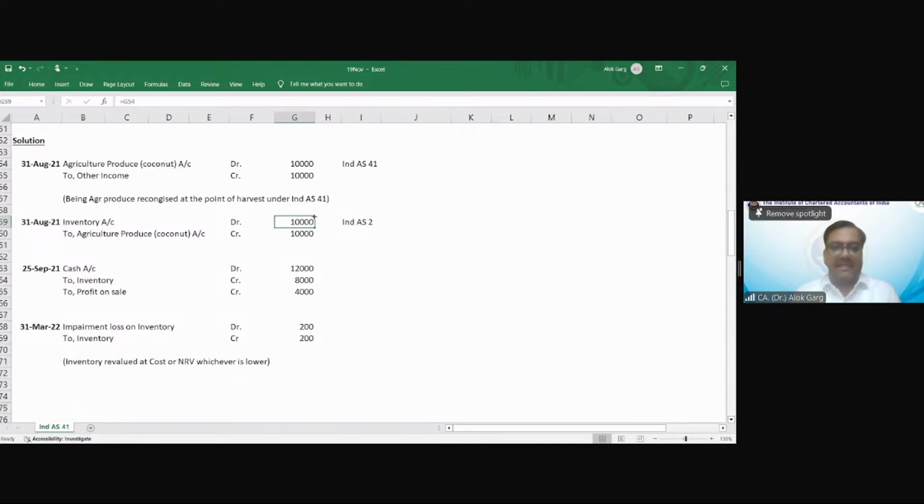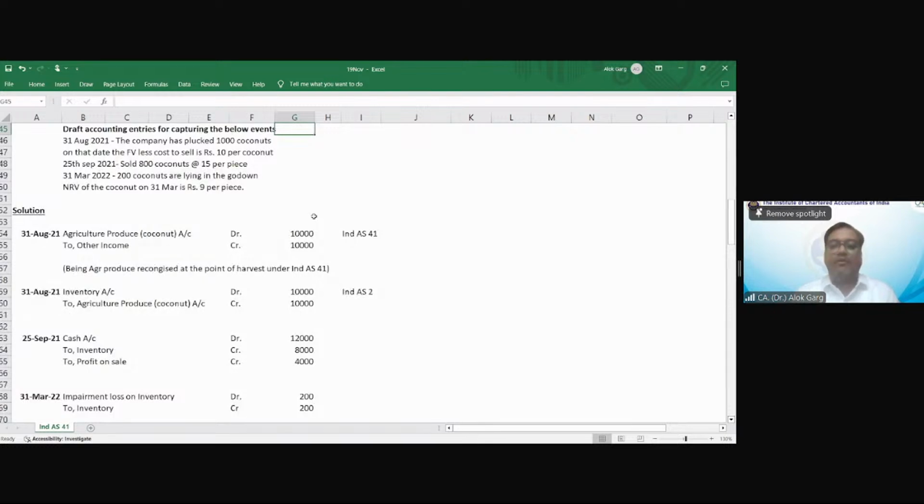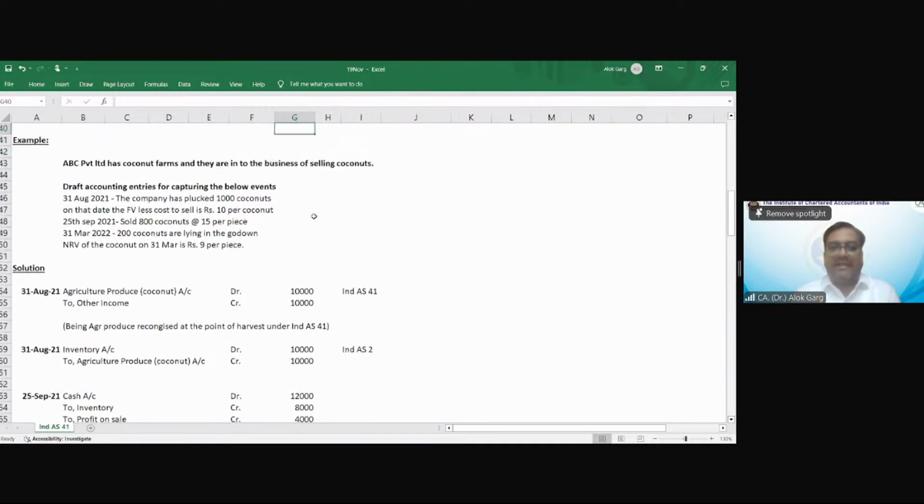I hope with this example, you have understood the entire flow of agriculture produce, right? And for agriculture produce, the accounting has to happen from the perspective of Ind AS 41 only at the point of initial recognition. At the time of subsequent recognition, it will transfer to another asset and another standard will be applicable. Okay. Next example.